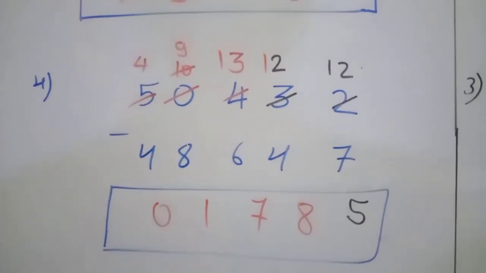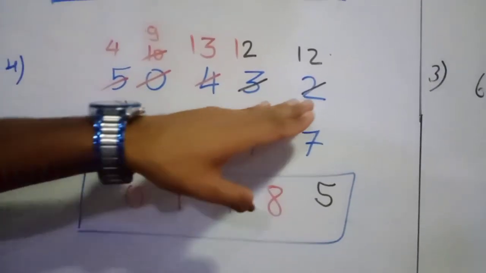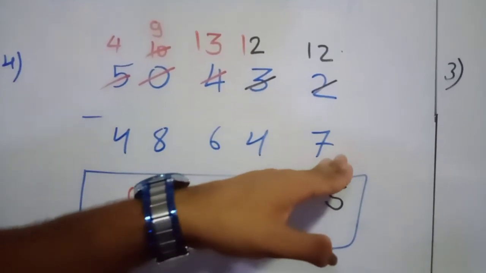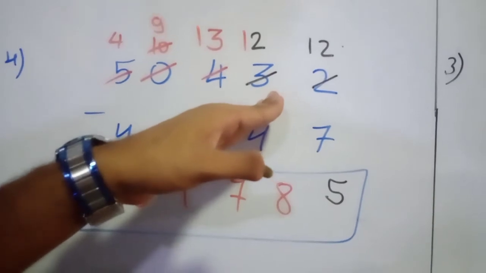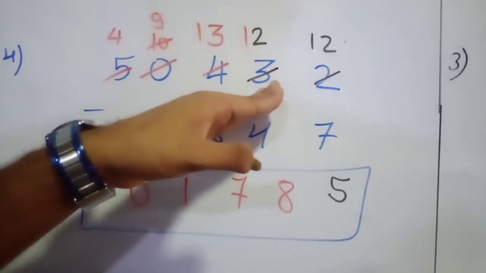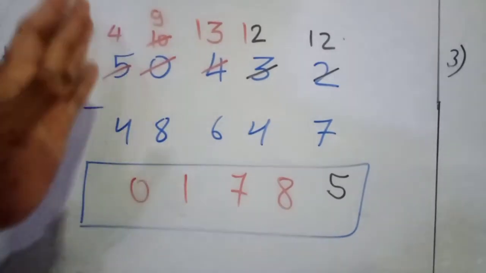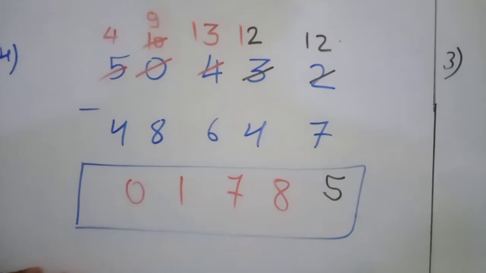So this way we can do subtraction with borrowing. If the number at the unit place is insufficient to subtract the number below it, it will borrow one from the next place number. If the next one is also not capable, we go to the next number. This way we can borrow one from the next number and subtract.